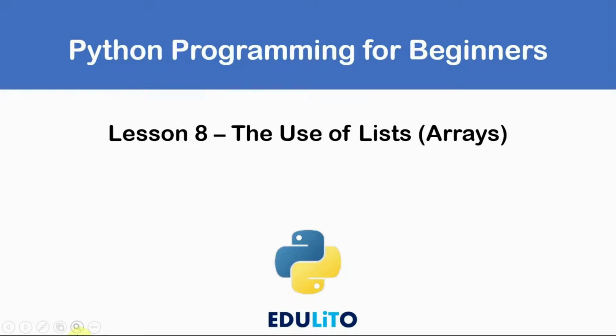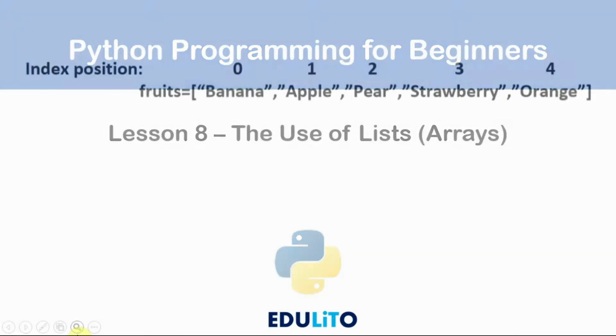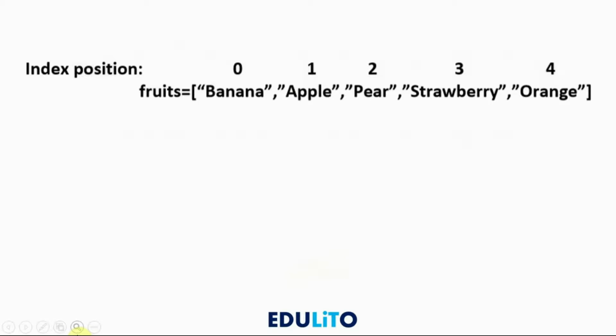Lesson 8. The use of lists. The limitation of using variables is they only store one item of data at any one time. An array, which is called a list in Python, is a data structure that can store many items of data. This data can then be viewed, manipulated and accessed. As with variables, an item in a list can be the data type string, integer, float or boolean.